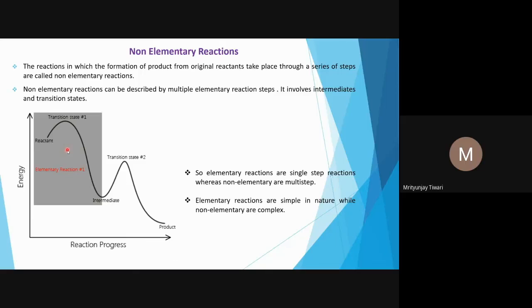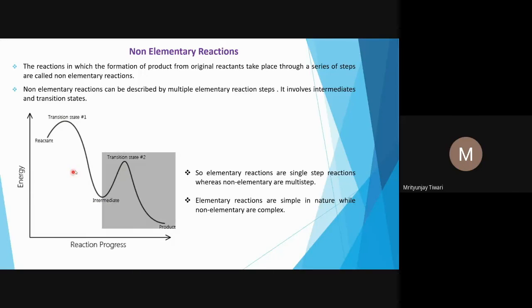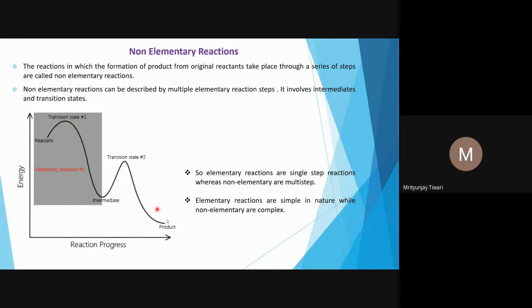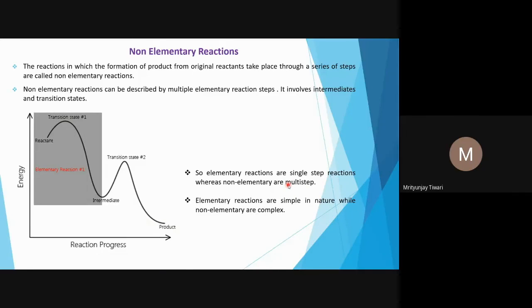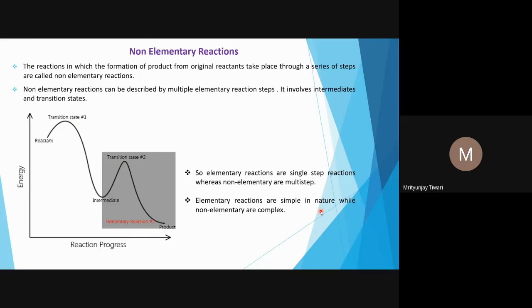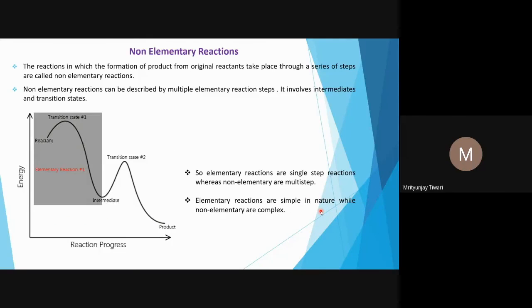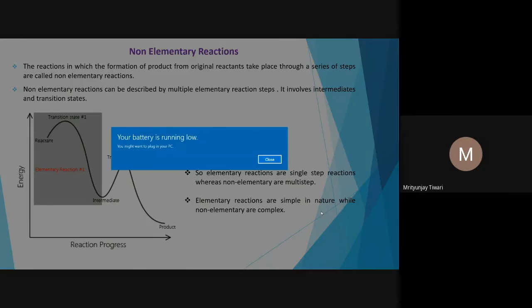The overall reaction is the complex reaction. This is elementary reaction number 1, and this is elementary reaction number 2. So there are two elementary reactions involved in this complex reaction. Elementary reactions are single step reactions, whereas non-elementary reactions are multi-step reactions. Elementary reactions are simple in nature, while non-elementary reactions are complex, and complex means they happen in more than one step.